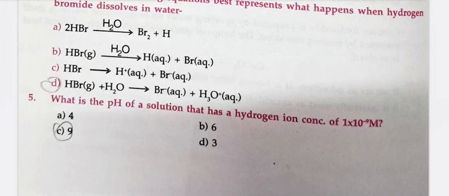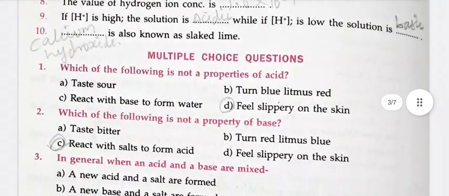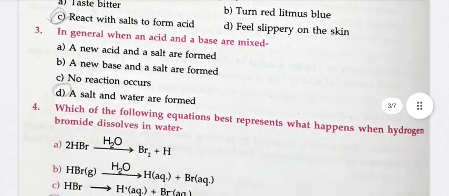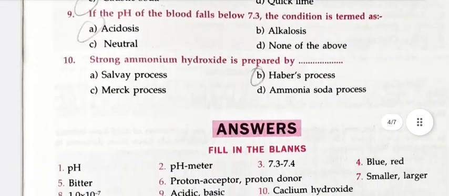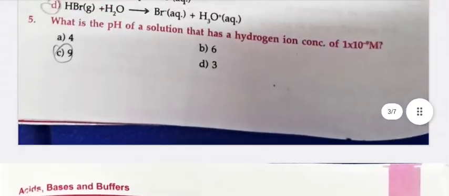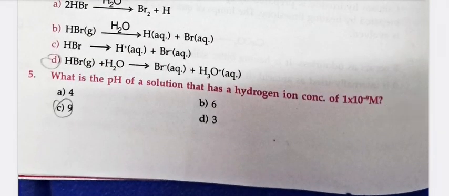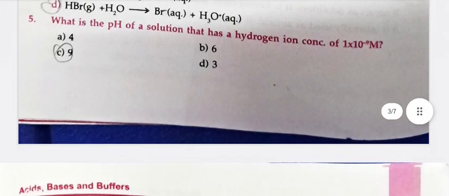What is the pH of a solution that has a hydrogen ion concentration of 1 into 10 to the power of -9 M? So it's nothing but 9. For the first question we already discussed what is the pH of hydrogen ion concentration 1 into 10 to the power of -7. Here, what is the pH of a solution of hydrogen ion concentration 1 into 10 to the power of -9 M? It is nothing but 9, that is the answer.